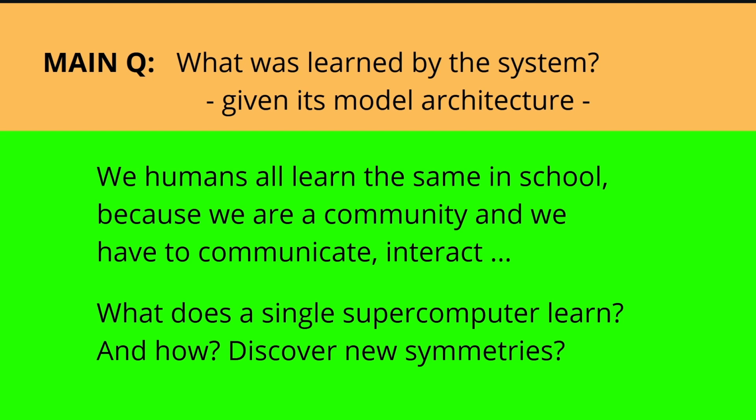And if you compare this to humans, we all learn the same in school. We start with the alphabet, A, B, C, the letters, maybe the numbers 0, 1, 2, 3. And then we communicate and we build longer sentences, more complex sentences. We communicate, we interact, we learn, we are part of the society in this 3-dimensional, 4-dimensional society.